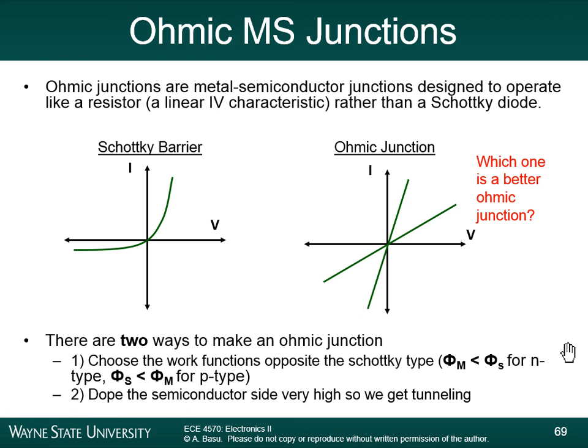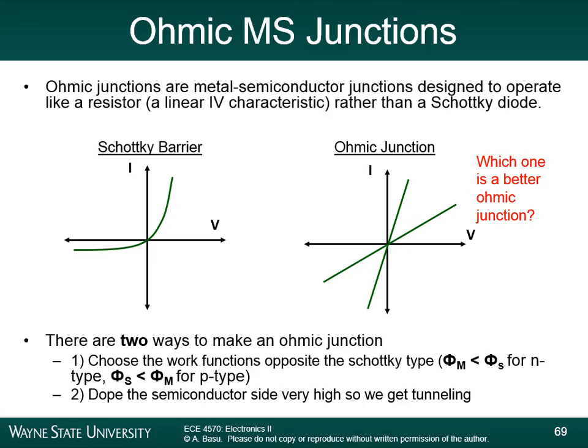So in a lot of situations we would like to have an ohmic junction, and ideally we'd like it to have a low resistance contact. But let's talk about how we can make an ohmic junction. There are two ways to make an ohmic junction. First of all, you can choose the work functions opposite the Schottky type. For an N-type ohmic junction, you could choose phi m as less than phi s. For a P-type, you can choose phi s as less than phi m. The other way is to make what's called a tunneling junction. If you dope the semiconductor side very high, we can get tunneling. As Michael was saying earlier, there's a tunneling effect that can happen in metal semiconductor junctions.